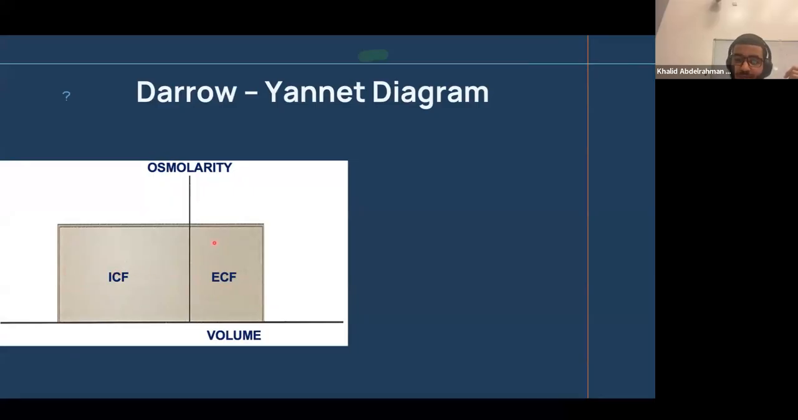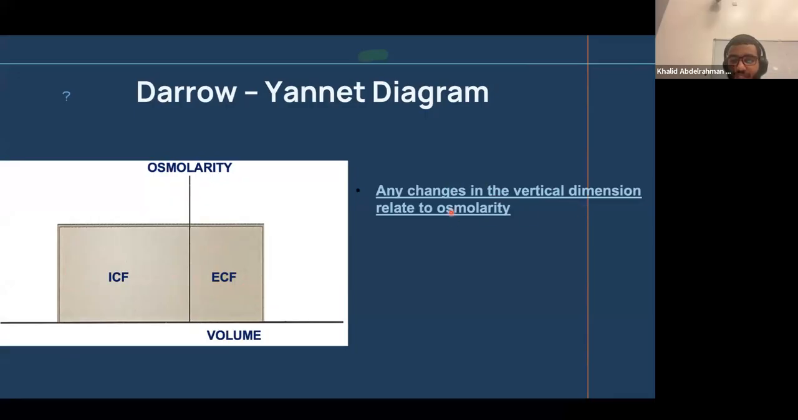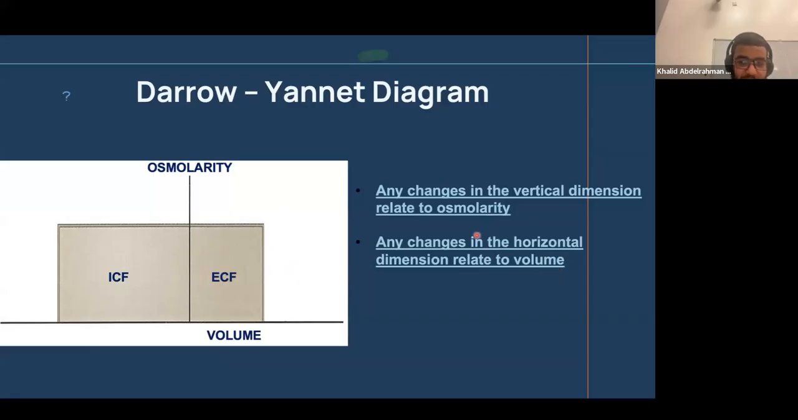So, okay. Any changes in the vertical dimension relate to osmolarity. Okay, so any changes up or down will be a change in osmolarity. And any change in the horizontal dimension relates to volume. So any changes right or left, that means the volume changed. Okay, this is very important to understand. So do you guys understand this point? So if the graph moved up, that means I increased osmolarity. If the graph moved down, then that means I decreased osmolarity. And if it moves to the right on this side, that means I increased volume in the ECF. If it moves to this side, that means I increased the volume of ICF. So is this point clear?